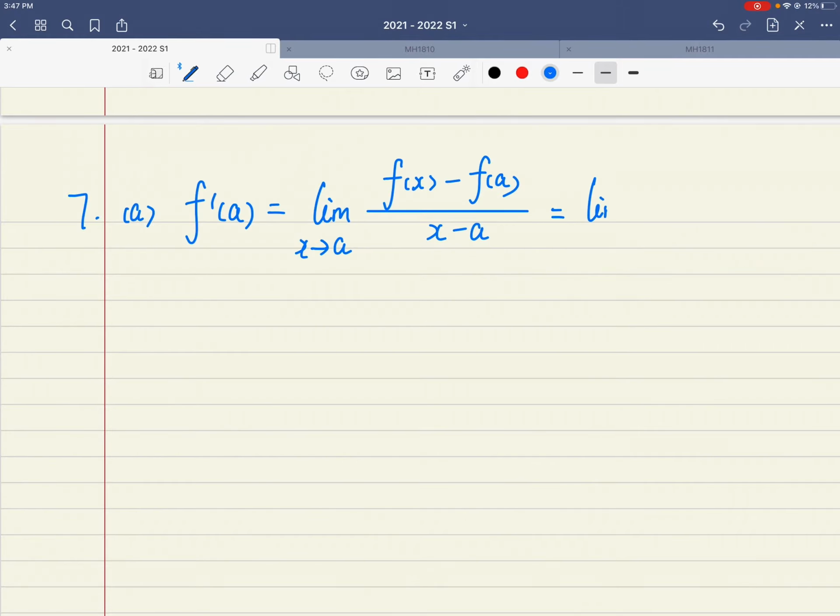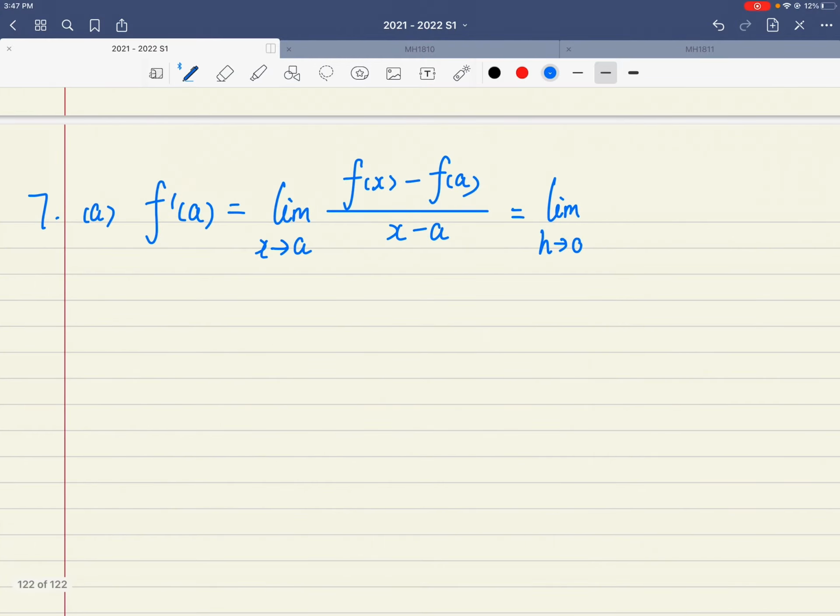Or you can use this definition. Without using x, you can use h. So h is actually the distance between x and a. So here, instead of writing x, you can write f(a plus h) minus f(a), over a plus h minus a. Here, a plus h minus a, these two parts cancel out, so the bottom is just h. So you can use either. You can use both. Both will give you the same answer. Both are correct.